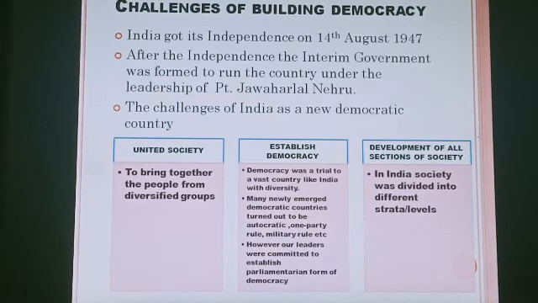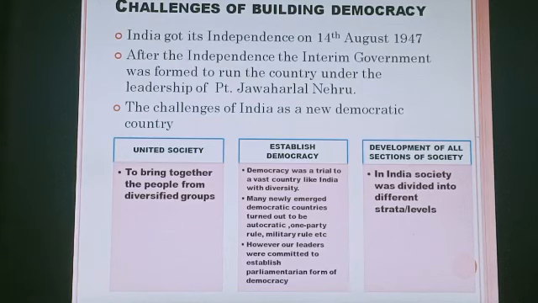Mainly we can divide them into three. First was to unite a society. How to bring this society together? Partition had already happened between the Hindus and the Muslims based on religion. There was a lot of discrimination and a lot of disunity at that time because of partition.